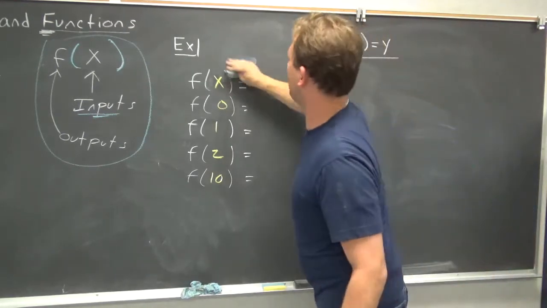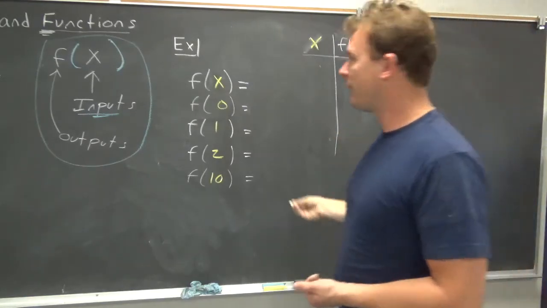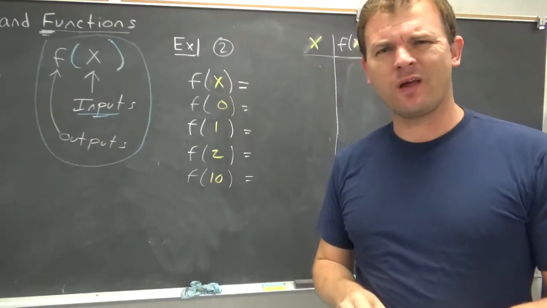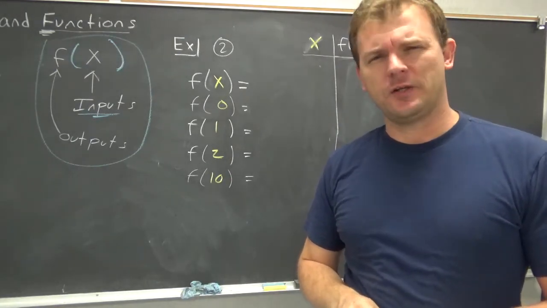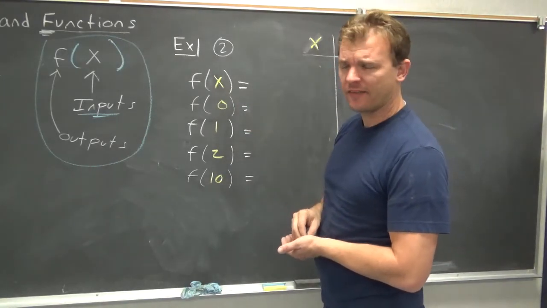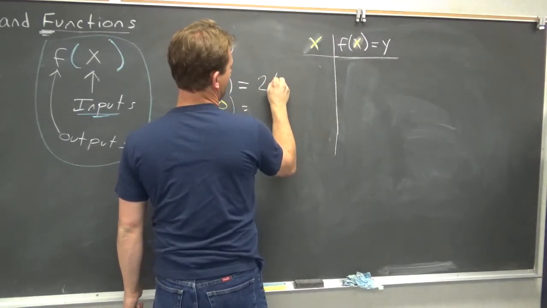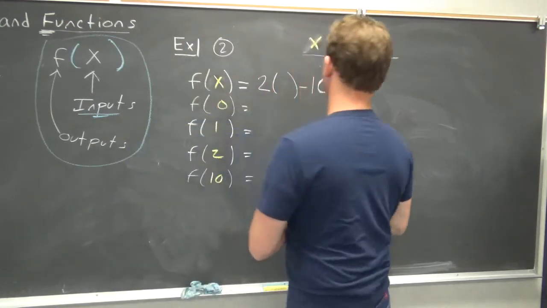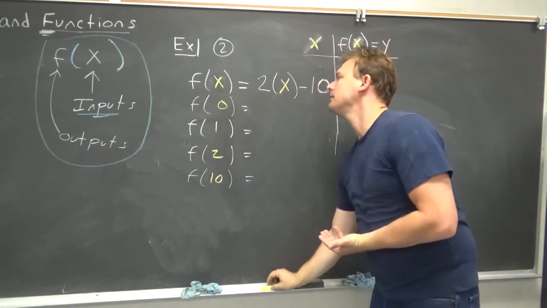So this is example 2. You might have to stop this video and redo this. This is number 2. This time, let's do something with a little bit more arithmetic in it, more problems. So what if I gave you an equation that looks like this? If I gave you something that looks like that?